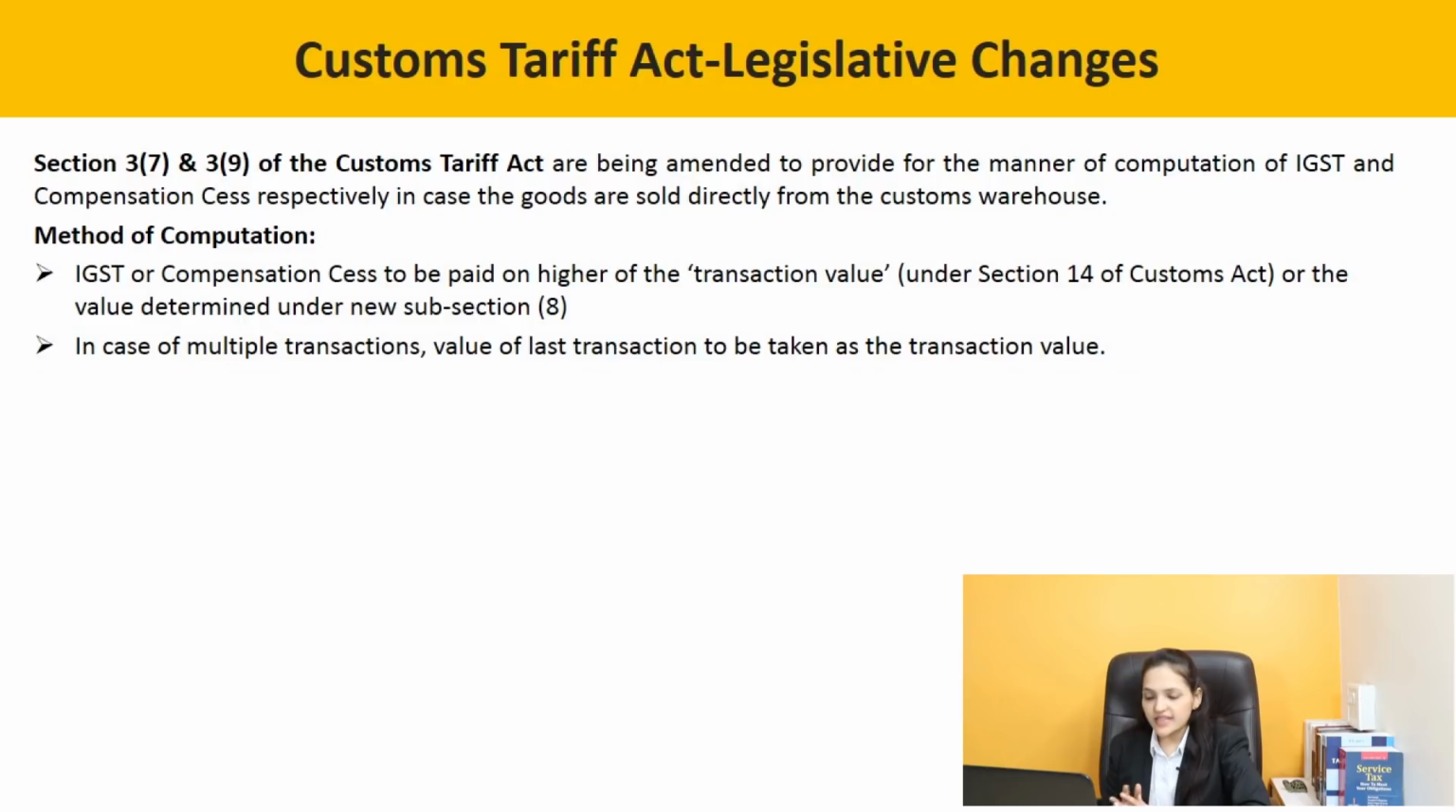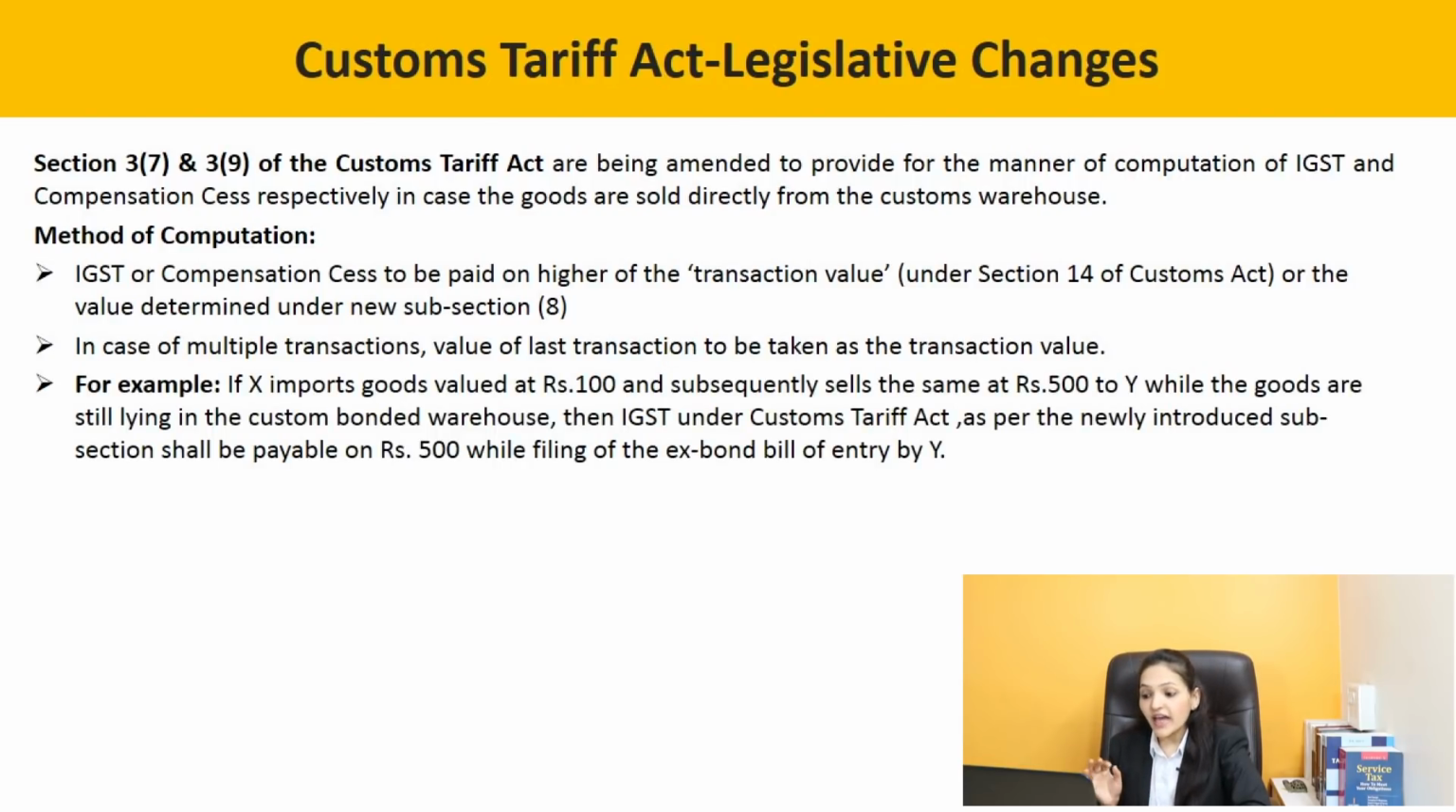In case of multiple transactions, that is where the goods are being sold to multiple customers by transfer of document of title of goods, the value of the last transaction is to be taken as the transaction value. For example, if X imported goods valued at Rs 100 and subsequently sells the same at Rs 500 to Y, while the goods are still lying in the customs bonded warehouse, then IGST under the Customs Tariff Act as per the newly introduced subsection shall be payable on Rs 500 while filing the ex-bond bill of entry by Y.